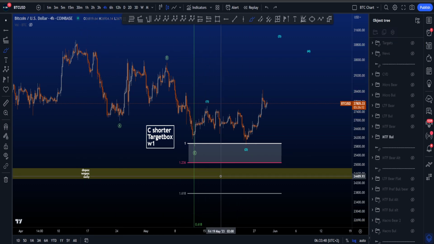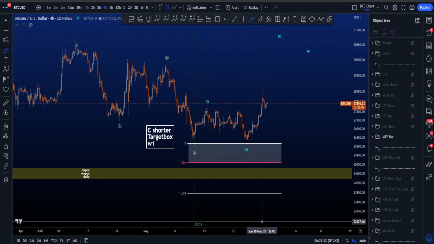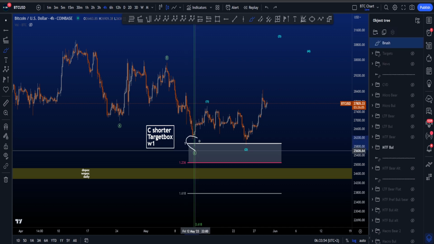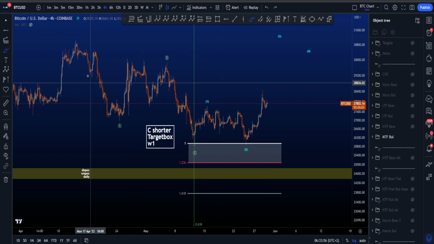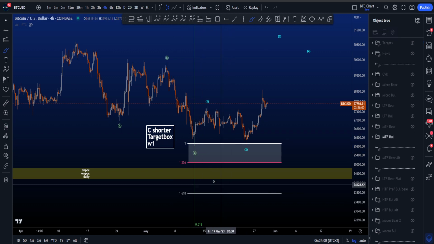It is possible for a wave C to end between the 0.618 and the 1.618, but preferably you will see a wave C ending beyond the 1-to-1, meaning that it's a little bit longer than a wave A, and that is not the case in this scenario.